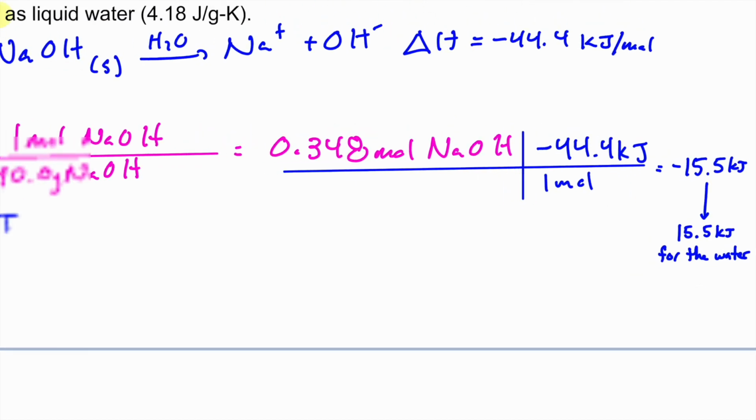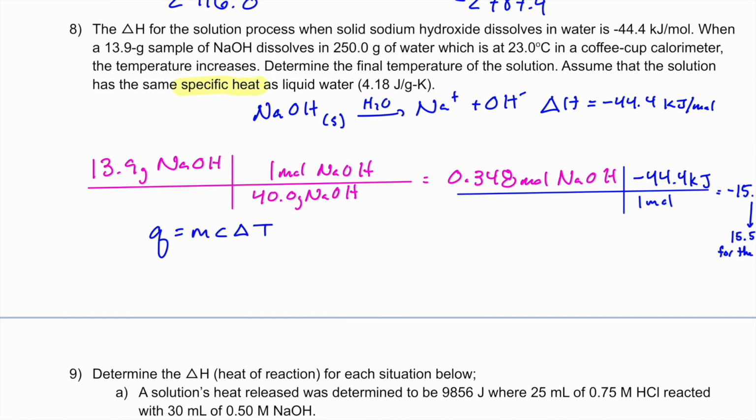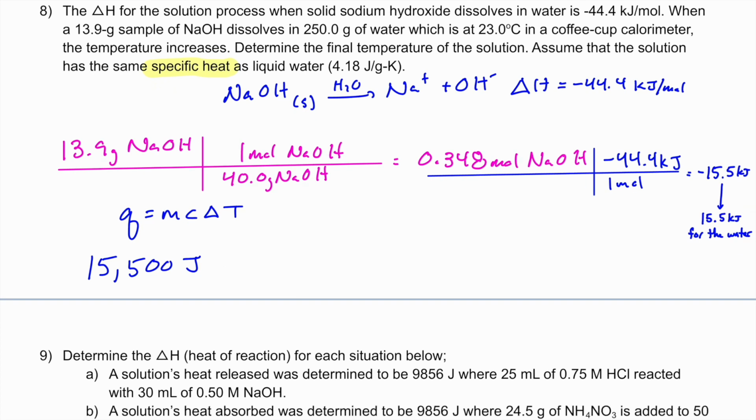Why is that so important? Because when I jump over here, I'm going to say I have 15,500 joules. Wait, what? 15,000? Yep, 15.5 kilojoules is 15,500 joules. Why? Because I'm doing joules. Okay, so now, what is my mass?